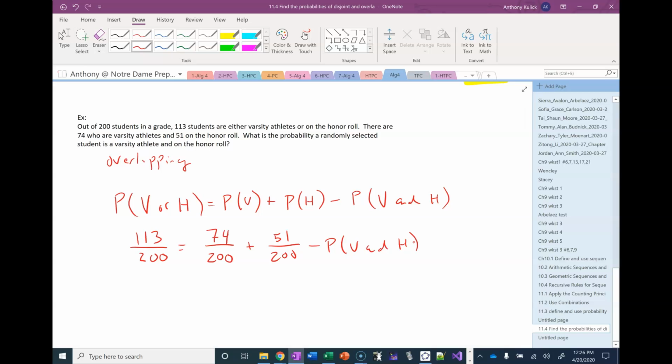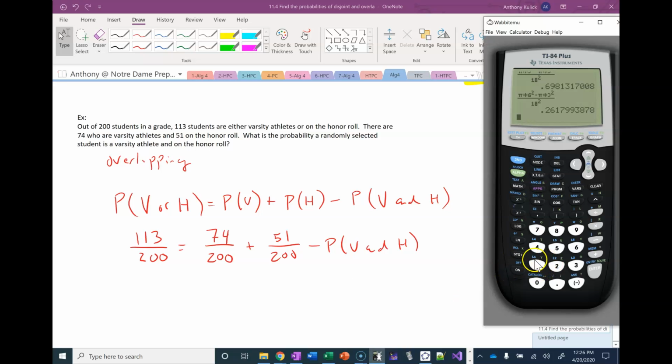Okay. Well, if I take and subtract 74 out of 200 and 51 out of 200, if I subtract those from both sides, I'm going to get 113 out of 200. And then we're going to subtract from both sides 74 out of 200 and 51 out of 200.